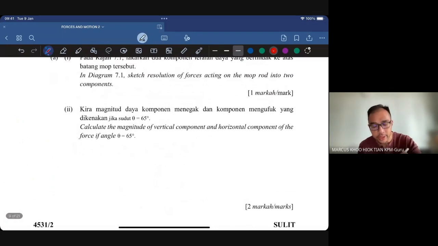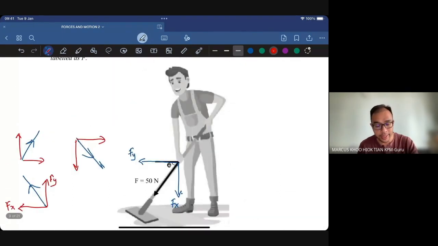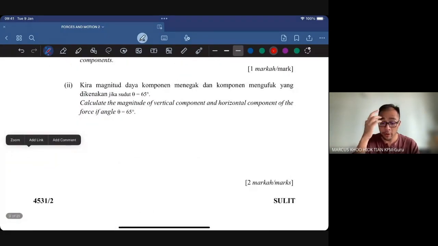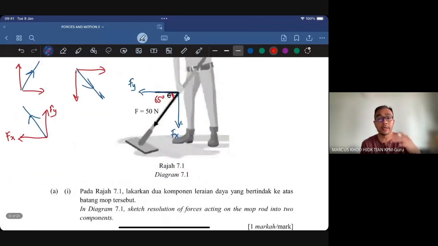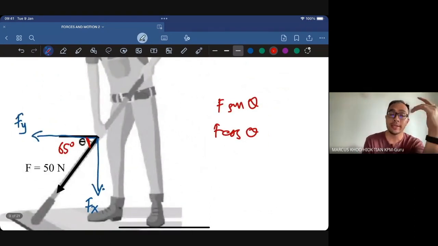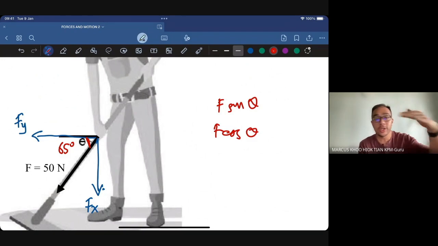Calculate the magnitude of the vertical component and the horizontal component, sorry. So you want Fx and Fy. If this angle over here is 65 degrees, which is the question. Now remember that the components are either F sine theta or F cos theta. There are only 2 possible situations for this. So the question that you have to ask is, which one is F sine? Is it the horizontal one or is it the vertical one? Which one is the F sine?